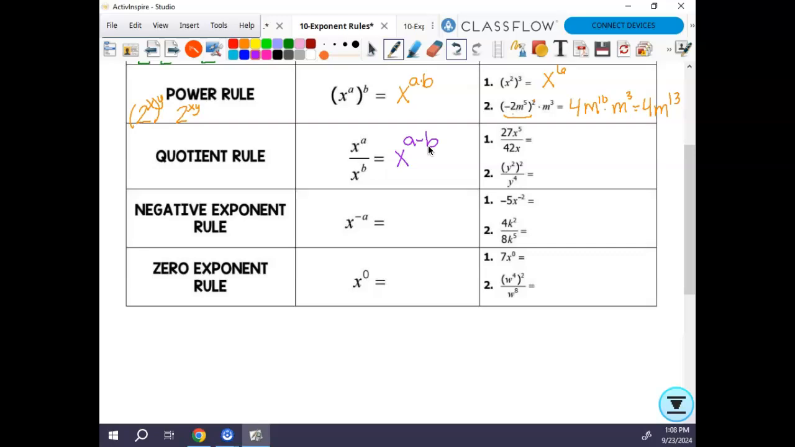What's 27 divided by 3? 9, so we're going to leave 9 in the numerator. And then 42 divided by 3 is 14, good. So 9 over 14, can I even reduce that anymore? No, so it's going to stay like that. Then this x is really x to the 1st. X to the 5th divided by x to the 1st, 5 minus 1, I get x to the 4th. And then that's my answer.